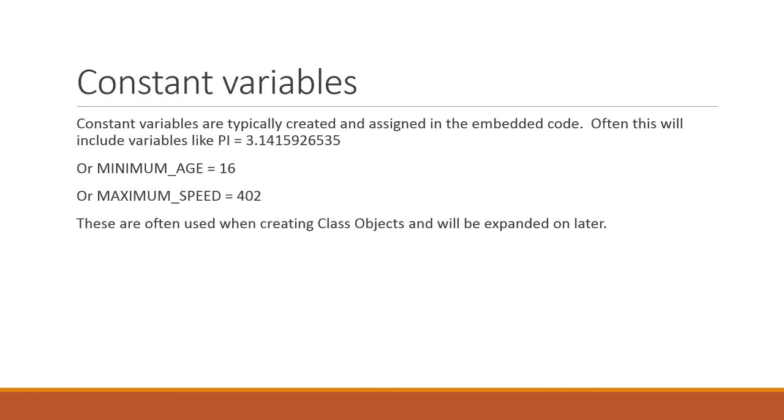Or you may work for the DMV and you have a minimum driving age or something like that defined as 16. Or you may be making widgets for a game and you say, if they do certain things, you can increase the speed on these widgets, but there's a maximum speed for the widget. The widget can't go more than 402 pixels per millisecond or something like that. Okay, and these are often used when they're creating class objects, and again, we'll explain class objects later, but those are constant variables. Typically, you always uppercase. Always make them uppercase, and you assign them and you include them in your embedded code.